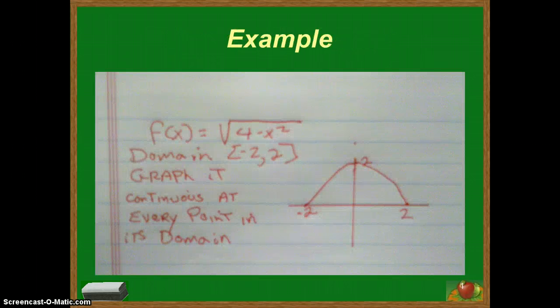Here's an example. This function, the square root of 4 minus x squared. The domain of the function is -2 to 2 inclusive. If you graph it, which I've done here, I've sketched a graph on the right-hand side, you can see that it's continuous at every point in its domain. There are no gaps. We would say that this function is continuous over -2 to 2, including those points.